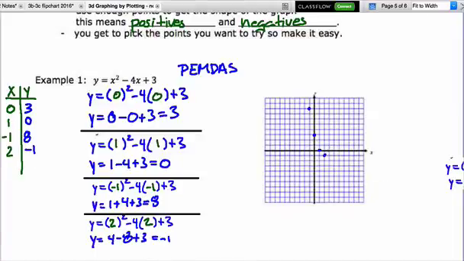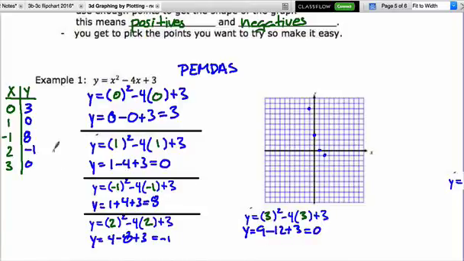Let's try 3. I'm going to bring this guy over, and I'm going to plug in 3, and then I'm going to simplify. So I get y equals 3 squared is 9 minus 12 plus 3. So 9 minus 12 is negative 3, plus 3 is going to be 0. So I have 3, 0. So 1, 2, 3, 0.